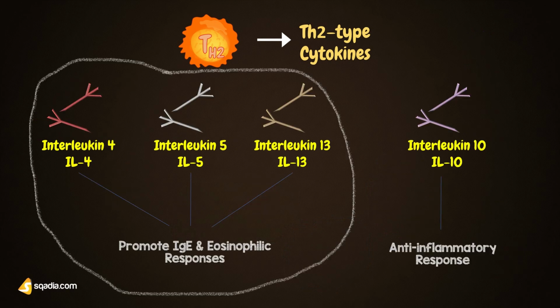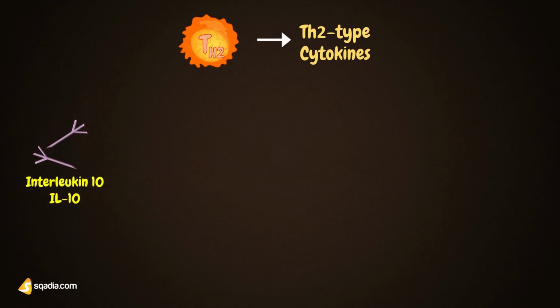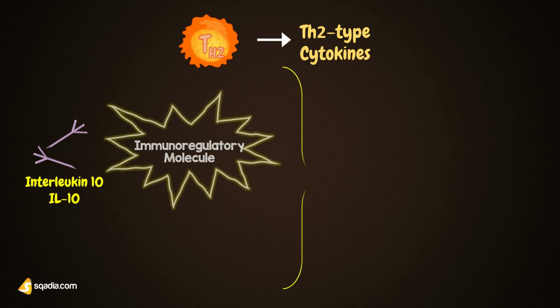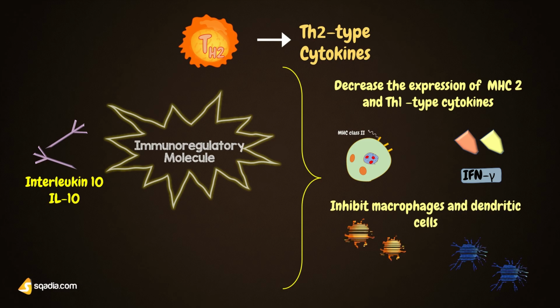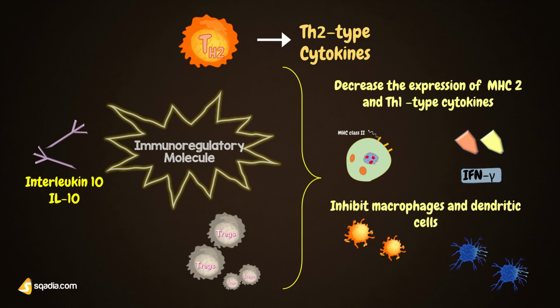Lastly, we have interleukin 10, which acts as an immunoregulatory molecule. The IL-10 cytokine decreases the expression of MHC class II and Th1 cytokines, effectively suppressing the immune response to some degree. It also has an inhibitory effect on both the macrophages and dendritic cells. Therefore, it has an anti-inflammatory effect and conveys signals of suppression to other cells. Interleukin 10 is a regulatory cytokine that is also secreted by the T regulatory cells.